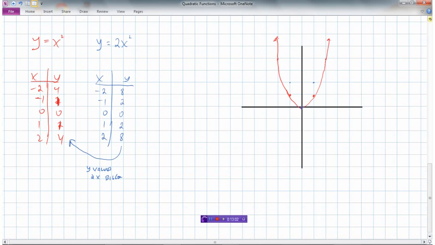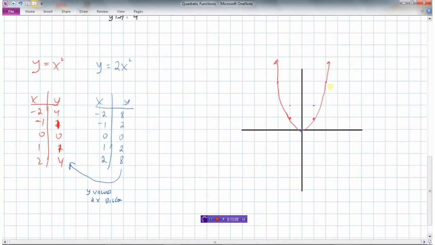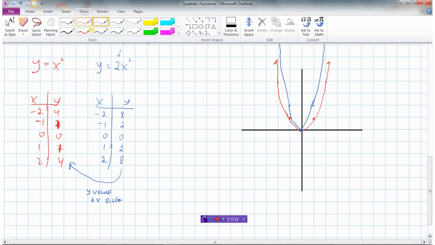Let's see if I can go back up here a bit. There we go. 4, 5, 6, 7, 8. So what have we just done? We've just stretched this graph vertically by a factor of 2. So all of the y values are twice as big. We've stretched it.